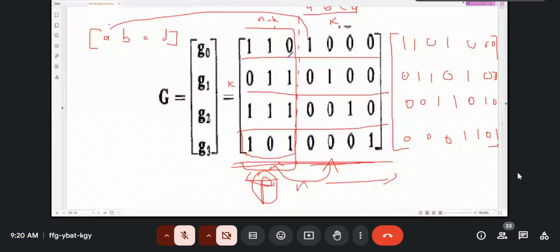If you are given this and told it's a systematic generator, you don't even have to be told. The moment you see I of k is part of it, then you know that it's a systematic binary block code generator. Is that okay?